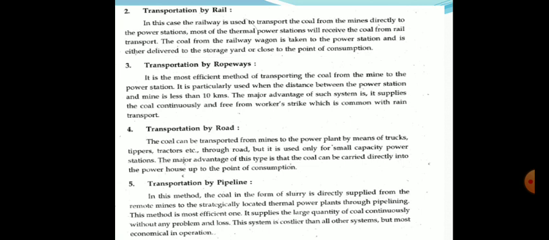Next, transportation by pipeline. In this method, the coal in the form of slurry is directly supplied from the remote mines to the strategically located thermal power plants through pipelines. This method is the most efficient one. It supplies a large quantity of coal continuously without any problem and loss. This system is costlier than all other systems but most economical in operation.